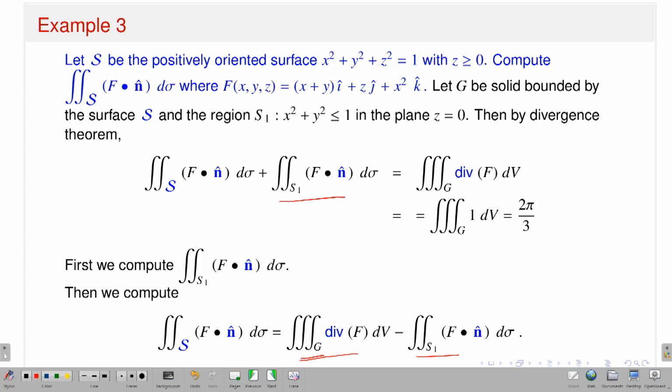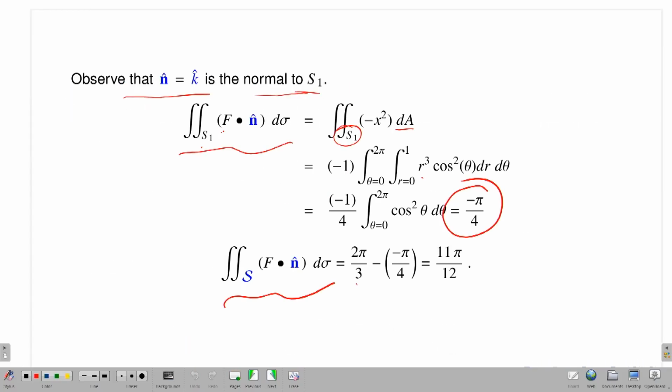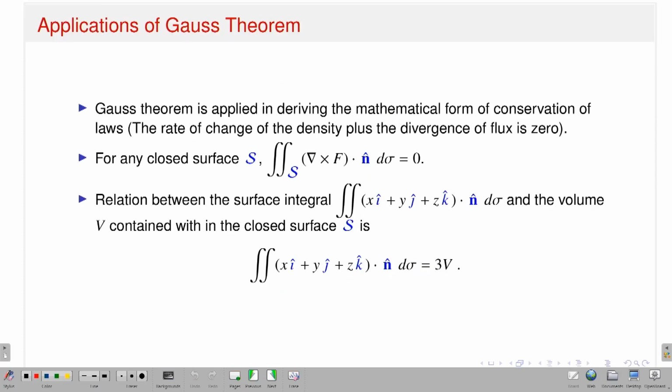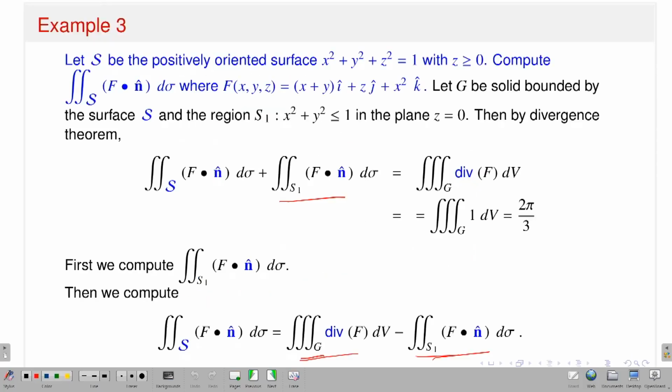The only part remaining is to calculate this last object, and this is not an issue, because we are in the plane z equals 0, so you have the outward normal. This is very straightforward, because S1 is the circular region of radius 1 with parametric form x equals r cosine theta, y equals r sine theta, r from 0 to 1, theta from 0 to 2 pi. If you perform it, this is minus pi by 4. So the required value is this minus this, which is 11 pi divided by 12. That is another application of the Gauss divergence theorem.